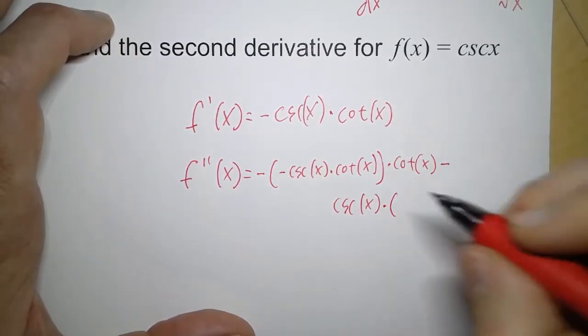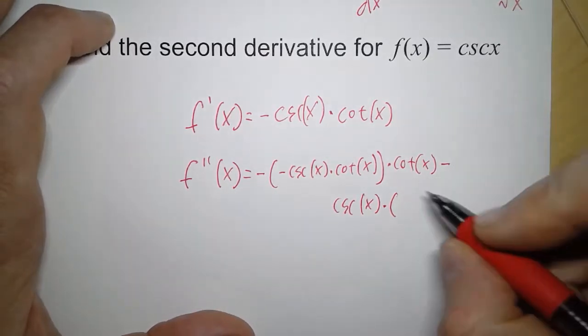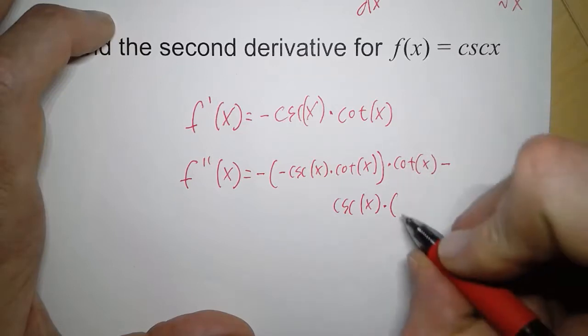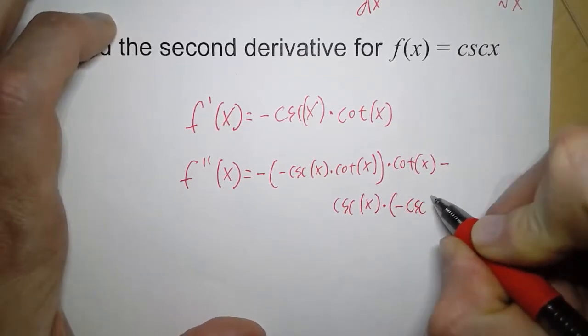And the derivative of that, again, is on that video. We'll have a link to that below. That derivative is negative cosecant squared of x.